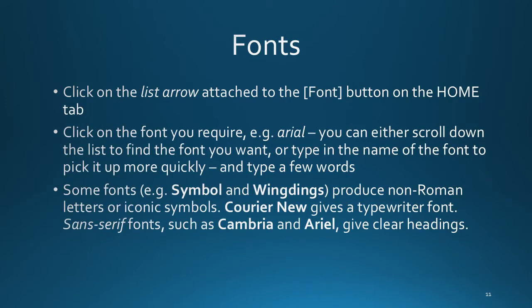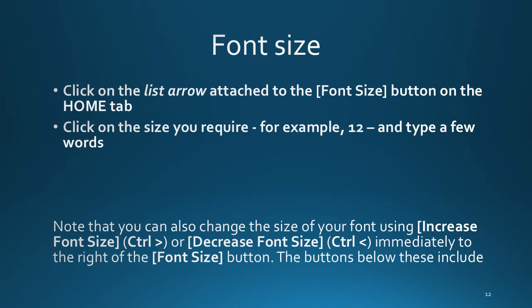Fonts. Click on the list arrow attached to the font button on the Home tab. Click on the font you require, for example, Arial. You can either scroll down the list to find the font you want or type in the name of the font to pick it up more quickly, and type a few words. Some fonts, for example Symbol and Wingdings, produce non-Roman letters or iconic symbols. Courier New gives a typewriter font. Sans serif fonts, such as Cambria and Arial, give clear headings.